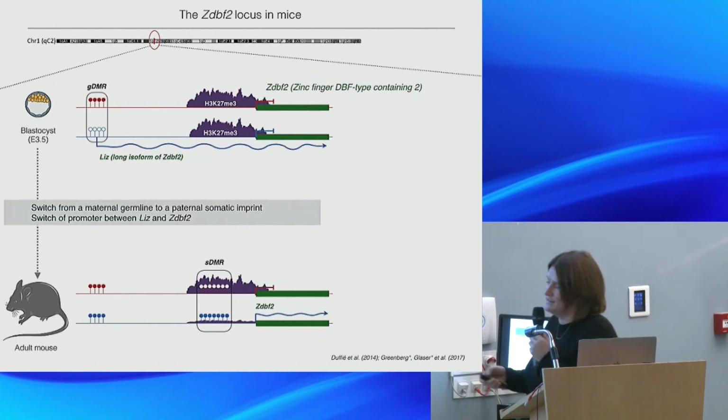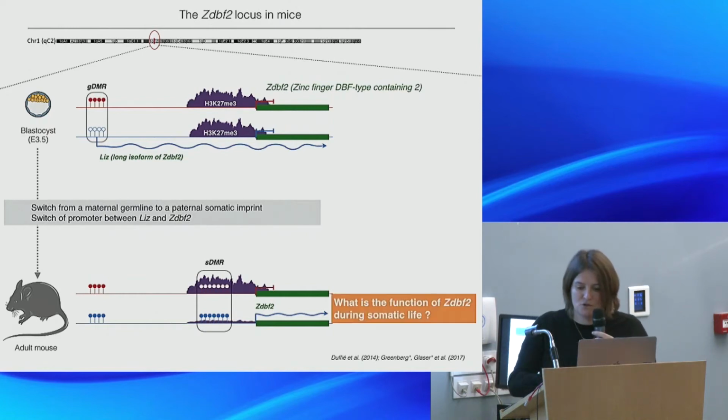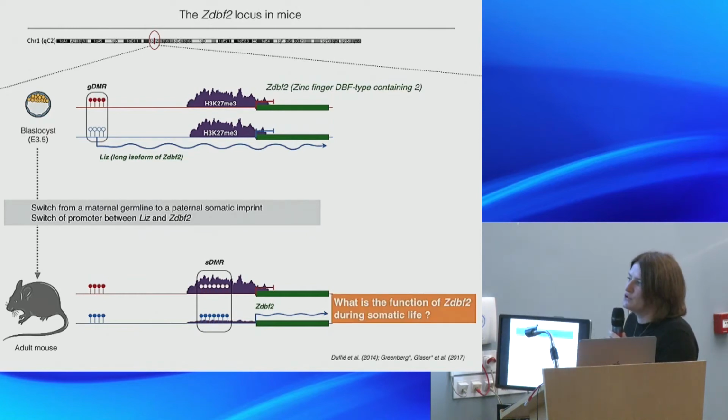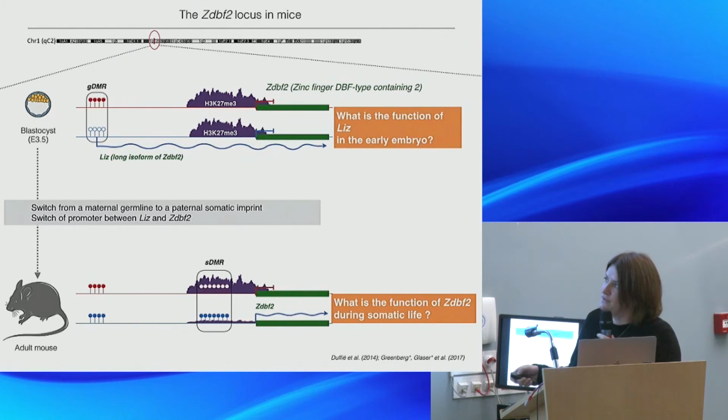But what is quite interesting is that here you have a switch from maternal germline imprint towards a paternal somatic imprinting. You can see the methylation switching from one allele to the other. And you have also a switch of promoters occurring from a long isoform of ZBF2 towards a shorter isoform of ZBF2. So we had two questions. First, what's the function of ZBF2? Why is it important to have such a regulation of the locus? And then, of course, what's the function of this short isoform that is under the control of the maternal germline methylation in the early embryo?